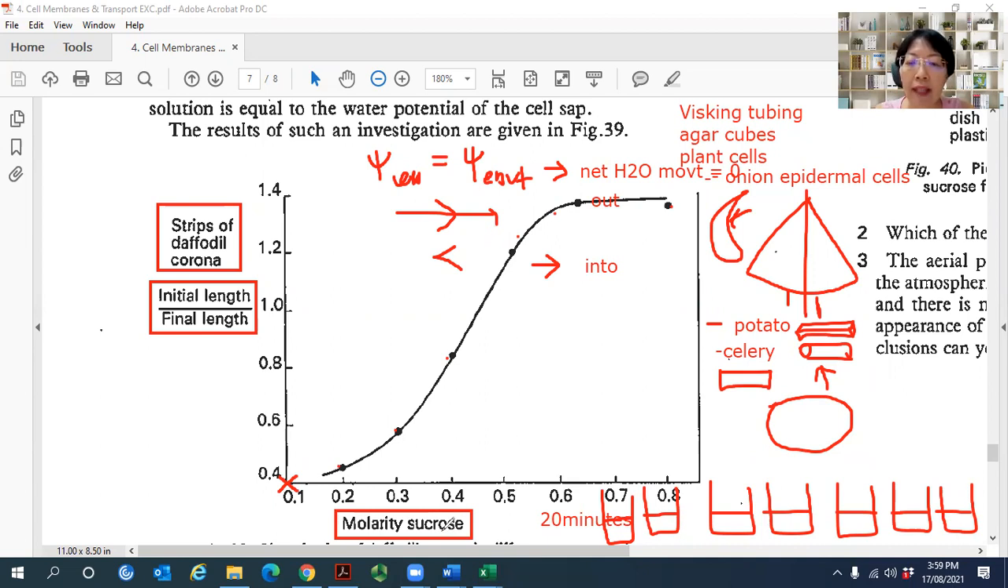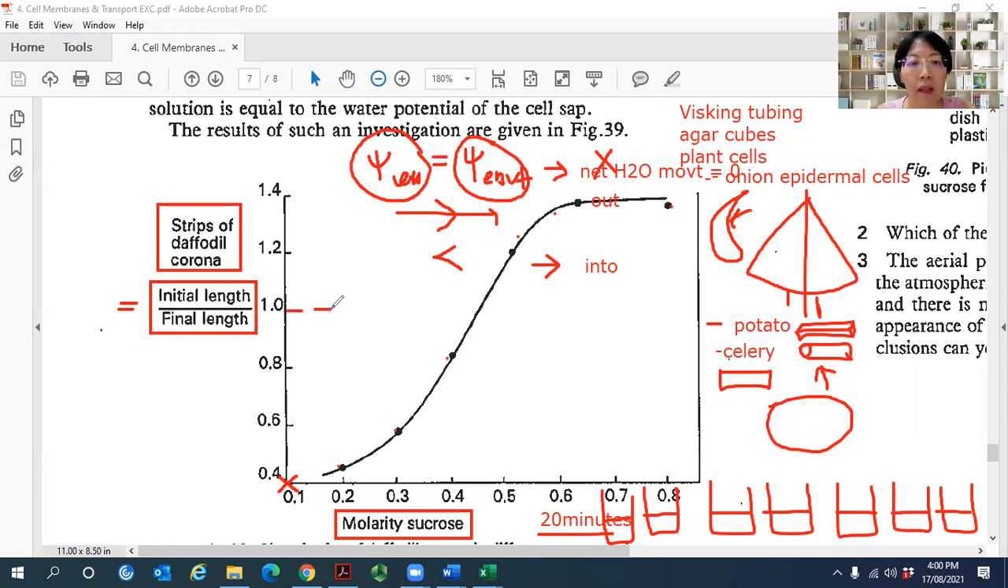So I leave all of them, I time them the same time for 20 minutes to allow osmosis to happen. After that, I take out the rod and I measure again. Then I calculate initial length versus final length. If the initial length and final length are the same, that means there is no net water movement. That's why it's still the same. That means for that concentration of the sucrose, the water potential of the sucrose solution will be the same as the water potential of the cell. So that's how I can know the water potential of the cell.